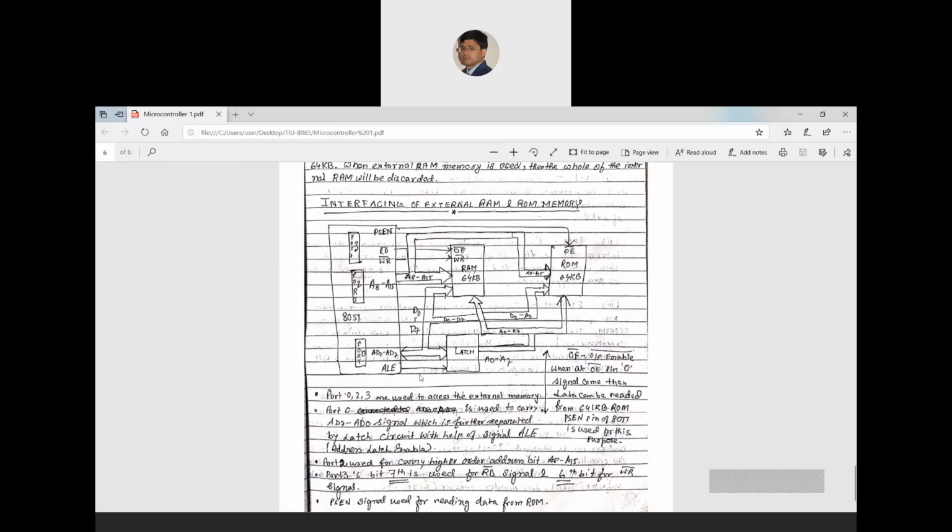If you go to the 8085, you can imagine the function of ALE. ALE is connected to a latch, and the latch output is the lower order address. The multiplexed AD0 to AD7 is going to the latch. Only when ALE is high, I get the lower order address. This lower order address goes to these two memory locations, pointing to some location in the RAM, and simultaneously the same location in the ROM.